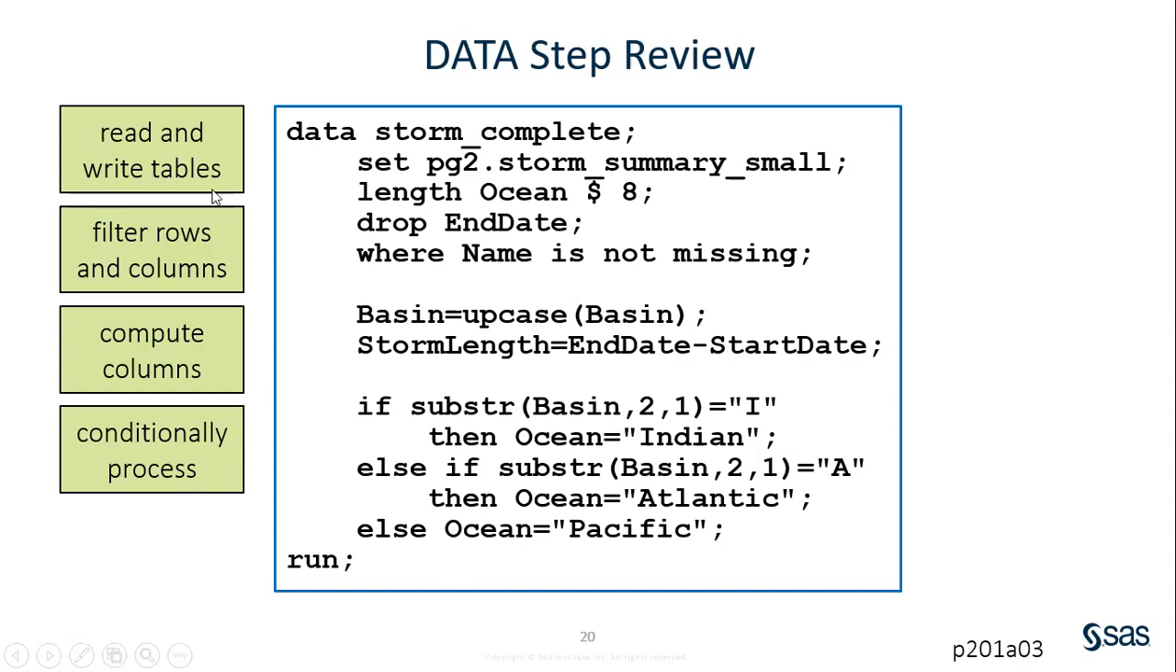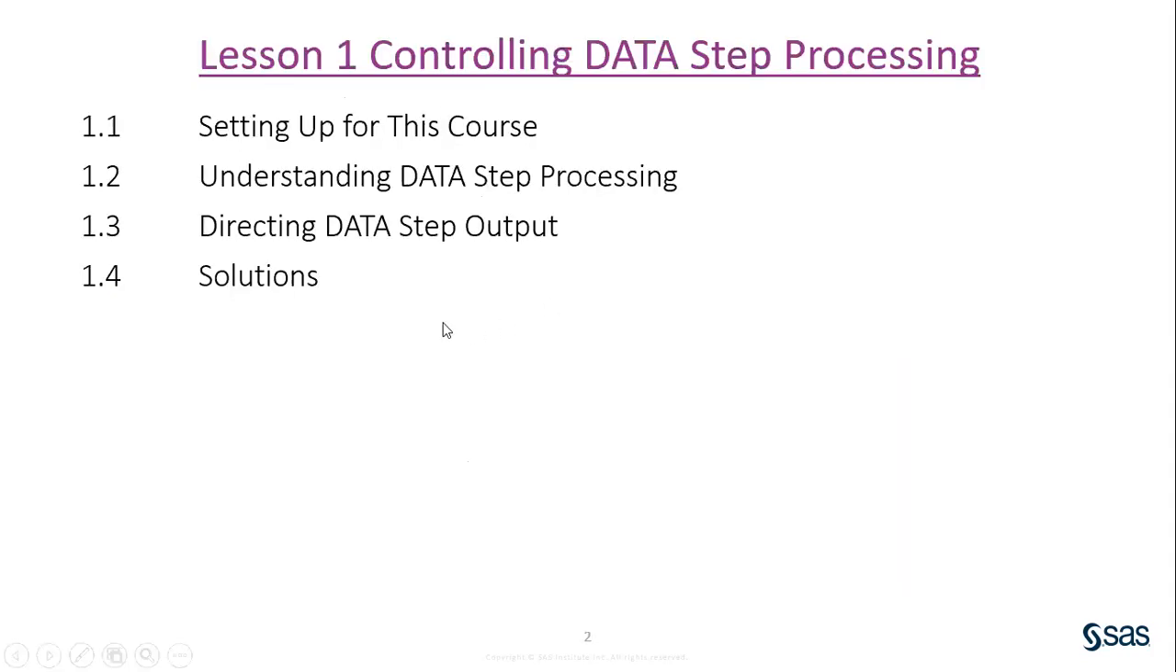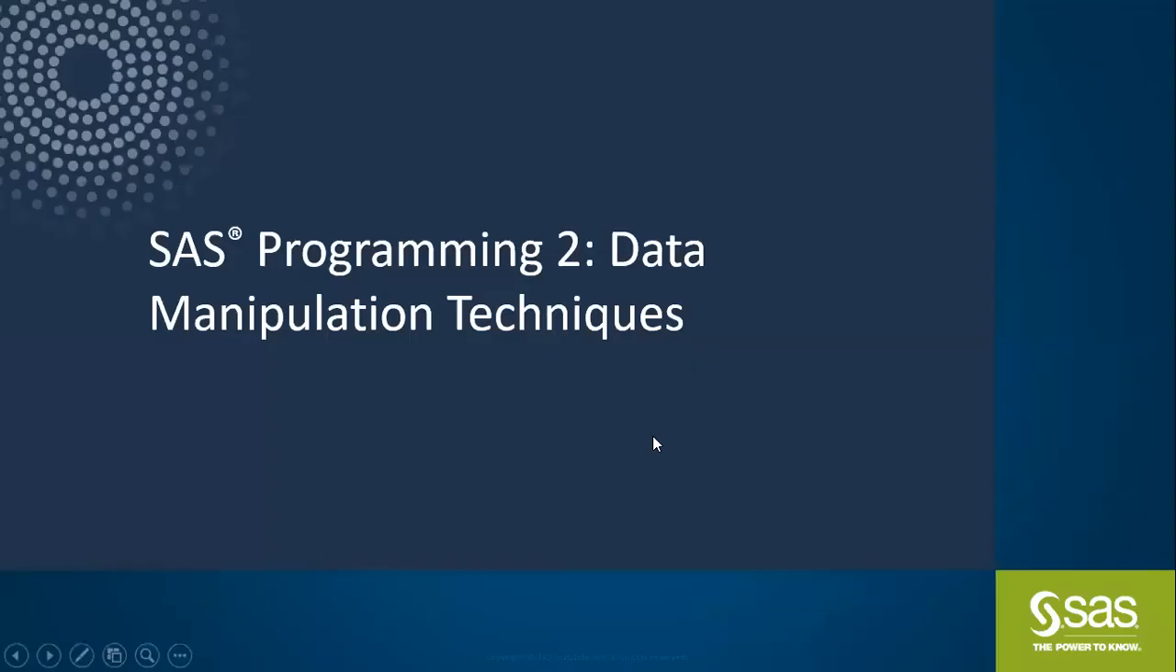So you are reading and writing a table, you are filtering rows, where is to filter the rows, drop is to filter the columns. Then you are creating new columns, which is you are computing an existing column and you are creating a new column. And of course, you are conditionally processing your data. Correct? So it's all in a single step called a data step. So when you execute this data step, the result is an output data set.